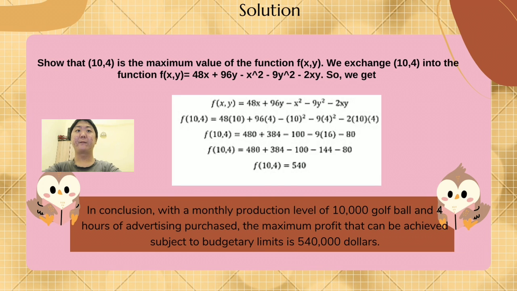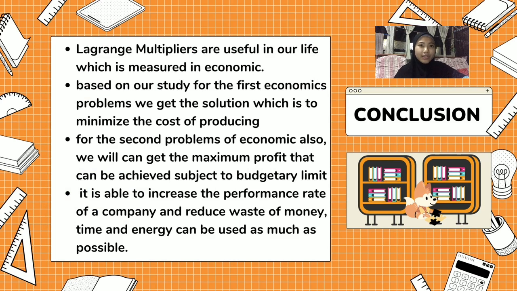Then we know that (10, 4) is the maximum point of the function f(x,y). We substitute it into the function f(x,y) and we get the answer f(10, 4) equal to 540. The conclusion is that at monthly production levels of 10,000 golf balls and 4 hours of advertising purchases, the maximum profit that can be achieved subject to the budgetary limit is $540,000.